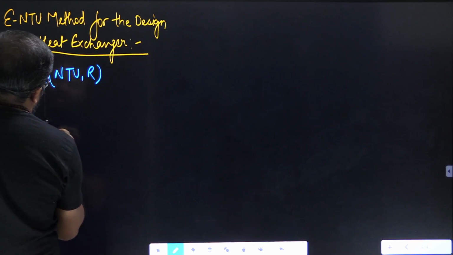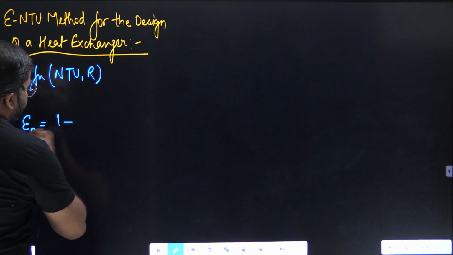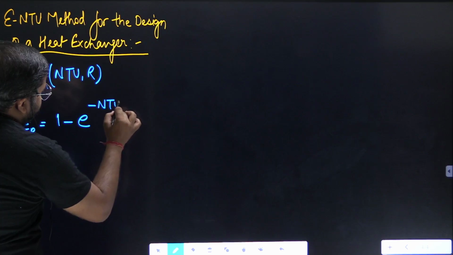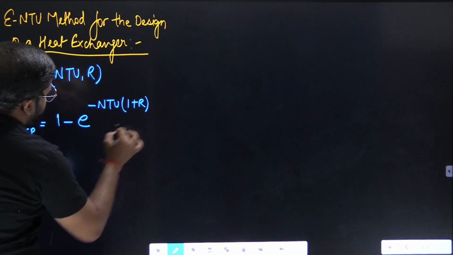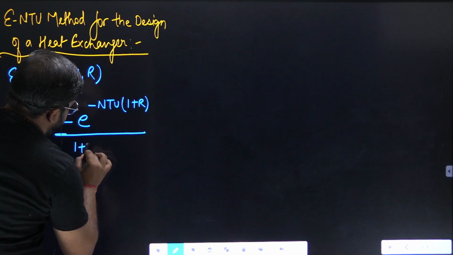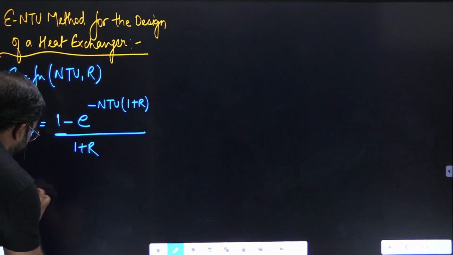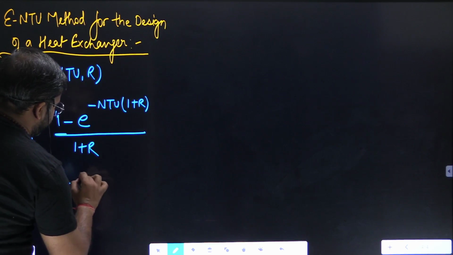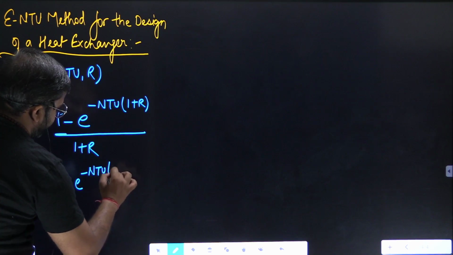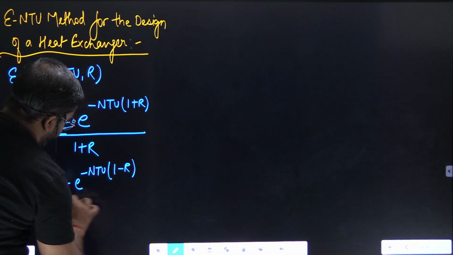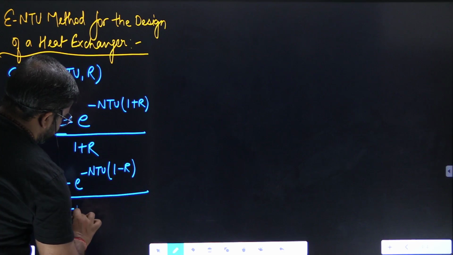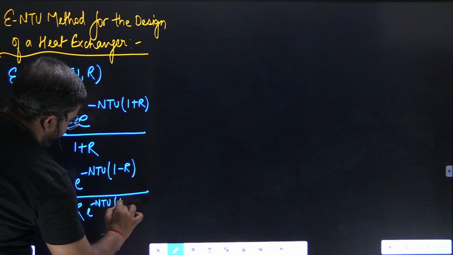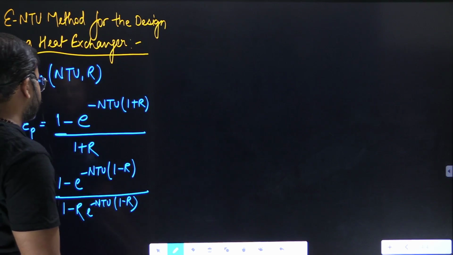I'll tell you what epsilon is. For parallel flow, epsilon equals 1 minus e to the power minus NTU (1 plus R) over 1 plus R. And for counter flow, epsilon equals 1 minus e to the power minus NTU (1 minus R) over 1 minus R e to the power minus NTU (1 minus R). So what is this?